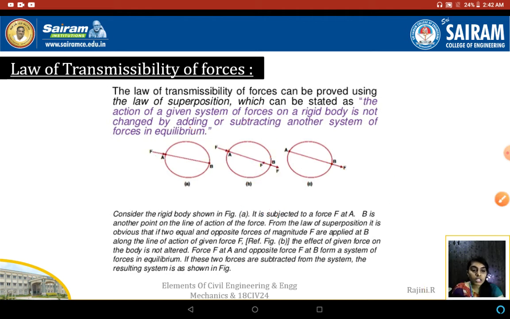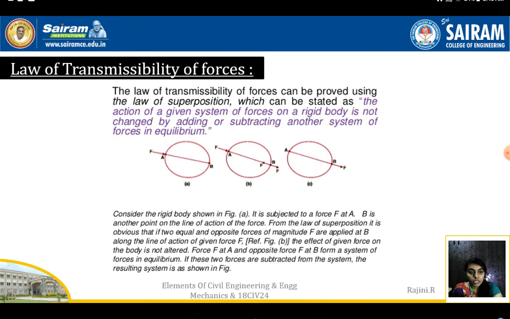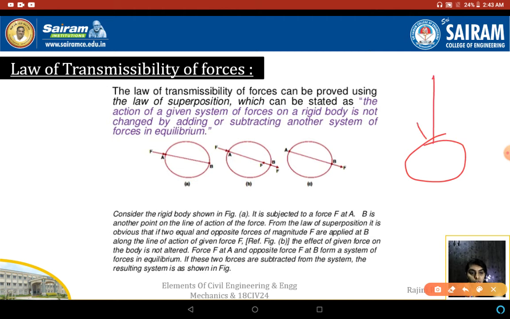So this is the transmissibility of forces. That means if a force acts at one point on a body, the body will move along the same line of action, and the same force will come out. That is the concept of transmissibility of forces. Any body given a force at one point will move along the same line of action with the same magnitude. That means the force is transferred along the same line.